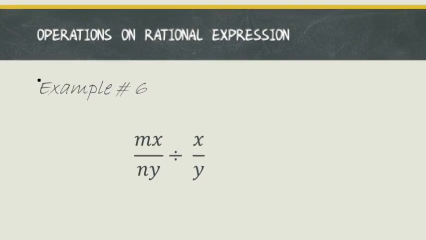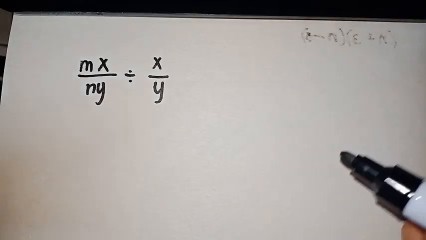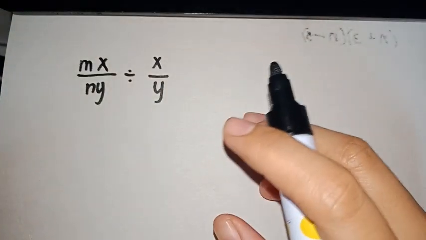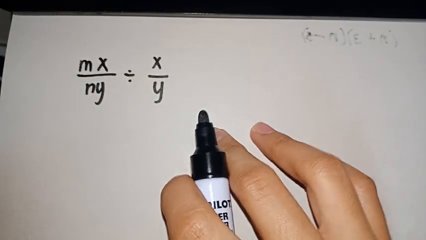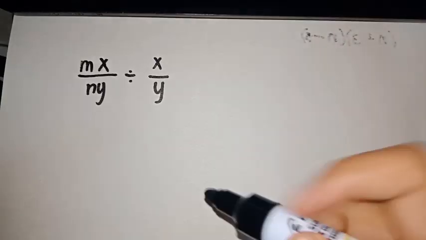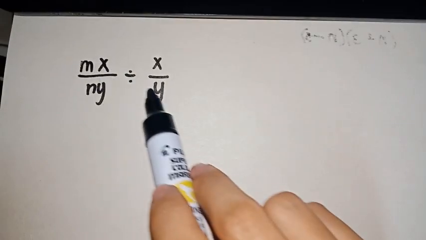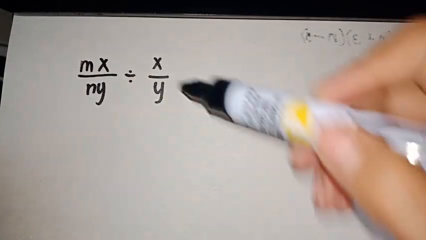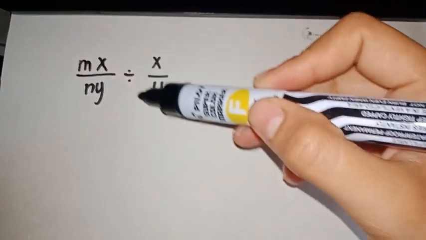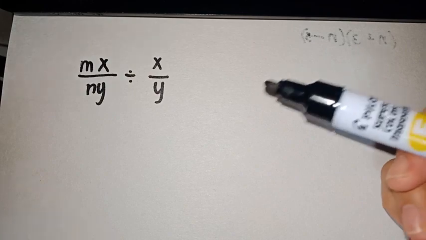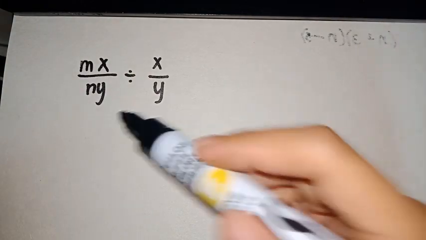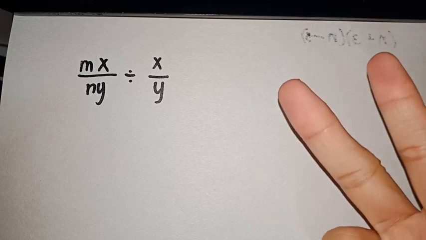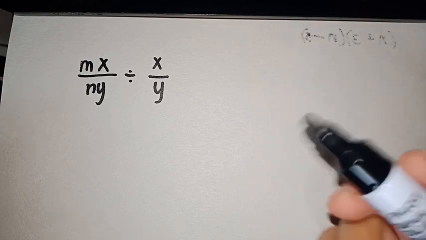Example number 6. Okay, so let's divide mx over ny and x over y. So in division of rational expression, we have two ways. Number 1 is we can cross multiply this one, or we can get the reciprocal of x over y. So let's try the first one, the cross multiplication. There are two ways, but we will come up with the same answer.